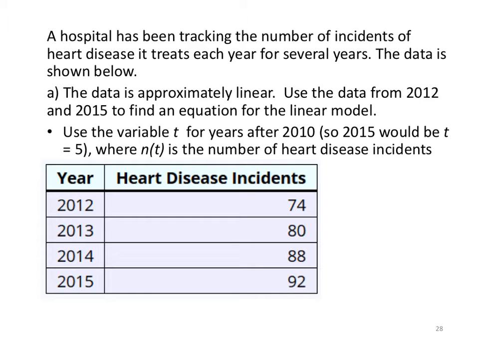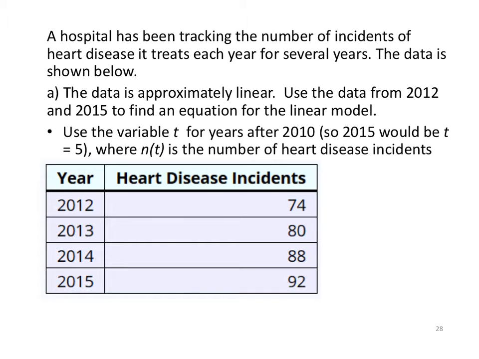A hospital has been tracking the number of incidents of heart disease it treats each year for several years. The data is shown below. The data is approximately linear. That's okay. Use the data from 2012 and 2015 to find an equation for the linear model. Use the variable t for years after 2010, so 2015 would be t equals 5, because it's 5 years after 2010.